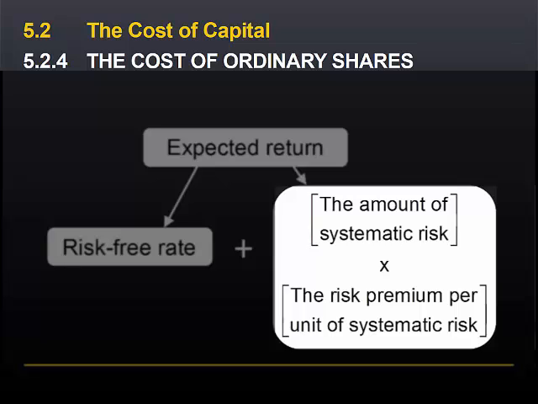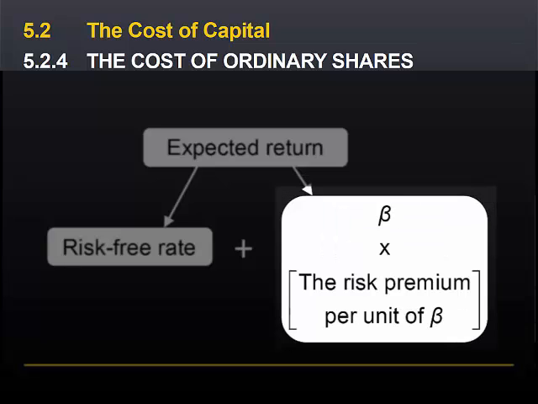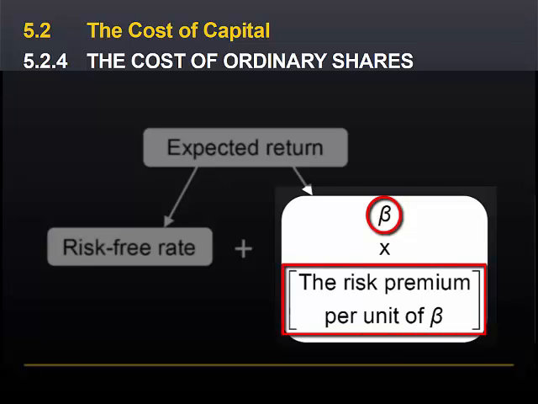We already have a way to measure the amount of systematic risk. We use beta. So the risk premium will be equal to beta times the extra return or risk premium that we should expect per unit of beta. We can use the market portfolio to help us work out how much extra return we should get given the level of systematic risk. Given that the market has a beta of 1, it's logical that the extra return that the market gets over and above the risk-free rate, the risk premium for the market, must be the amount of extra return we get for a beta of 1.